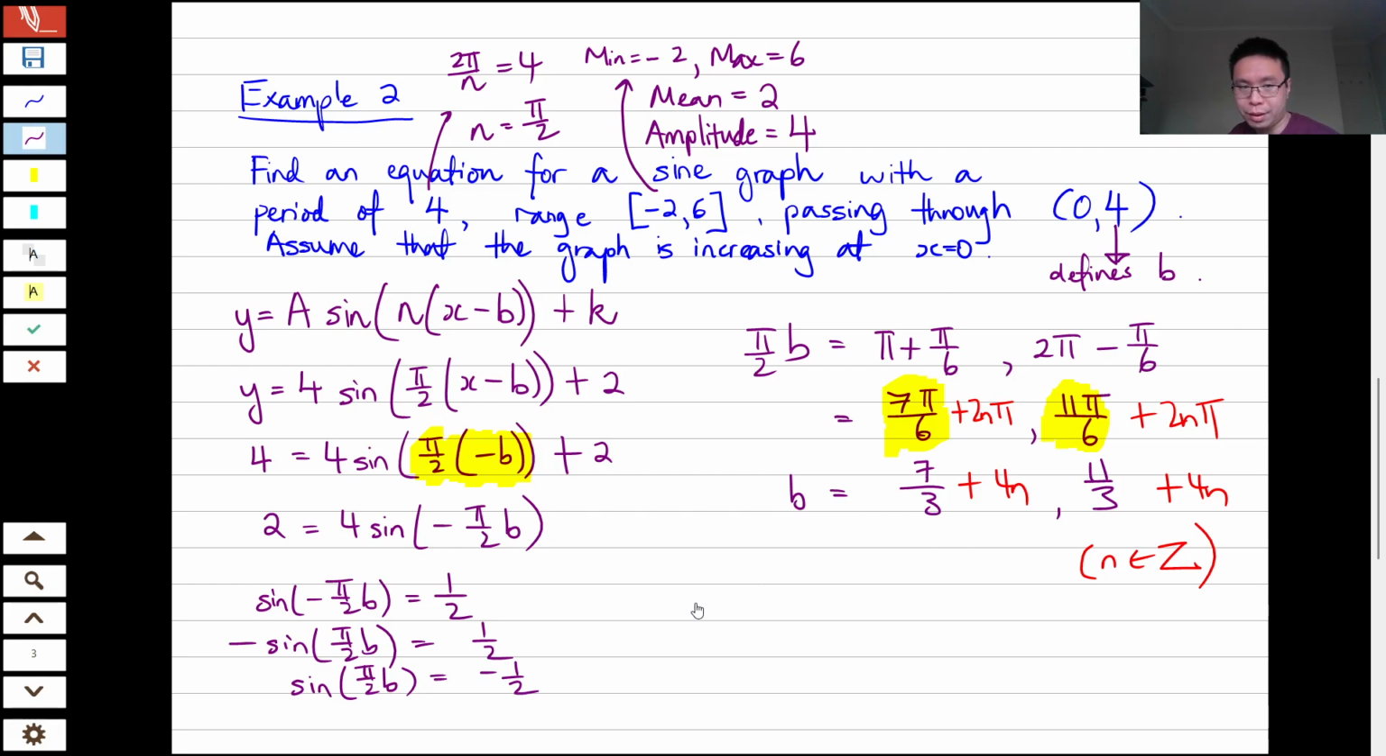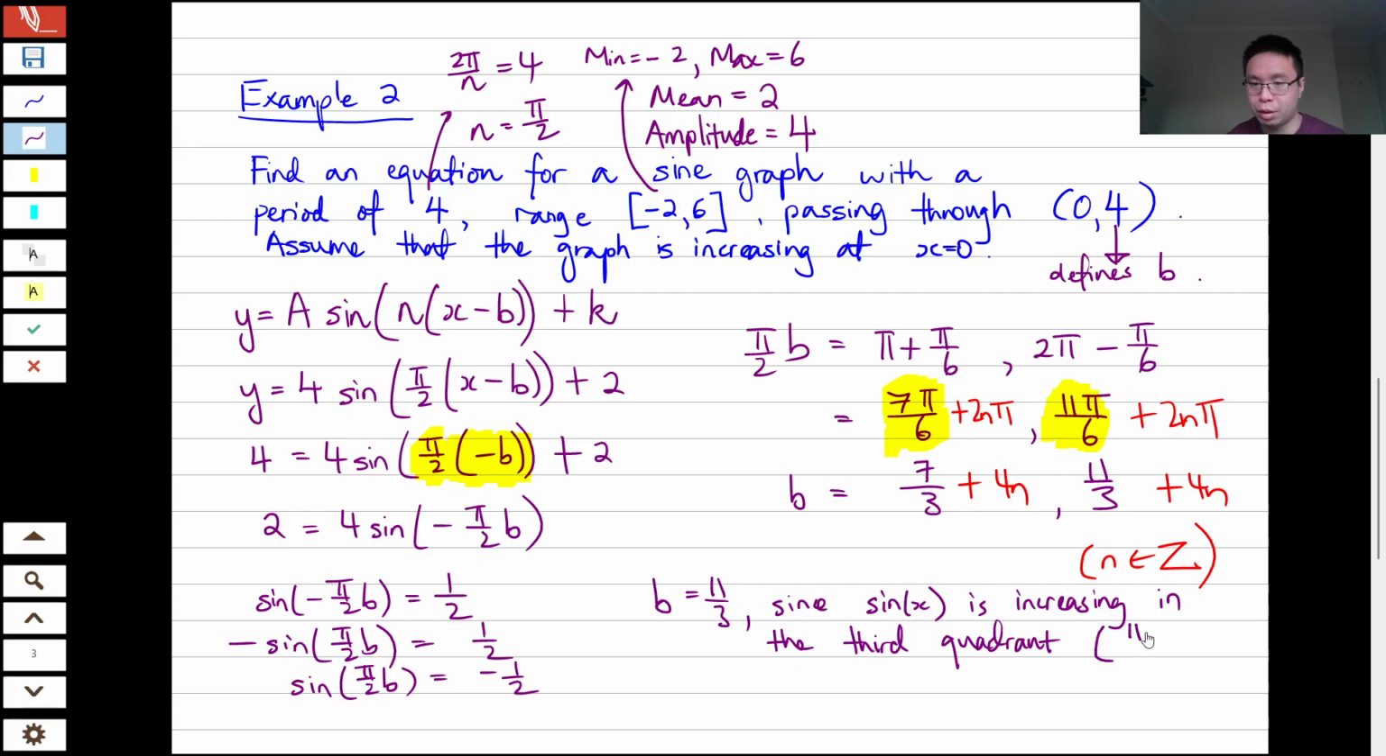Okay, so what should we say? y equals... I'll say b equals 11π on 3, since sine of x is increasing, not positive, but it's increasing in the third quadrant. Hence, we want to go for the angle 11π on 6.